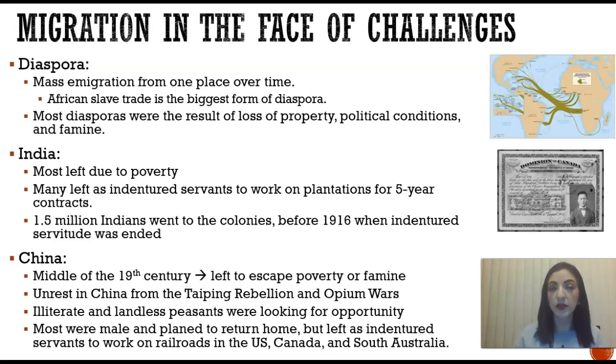There was a lot of political unrest in China, especially conflict that was still left over from the Taiping Rebellion, conflict that was still left over from the Opium Wars, and people were illiterate. They didn't know how to read, they didn't have an education, they didn't have land, and so a lot of these peasants, a lot of these poor people just needed an opportunity to feed their families, and so they had to leave. They had no other choice.